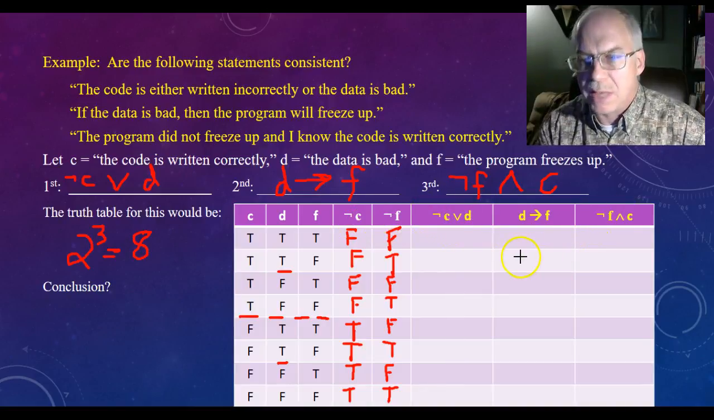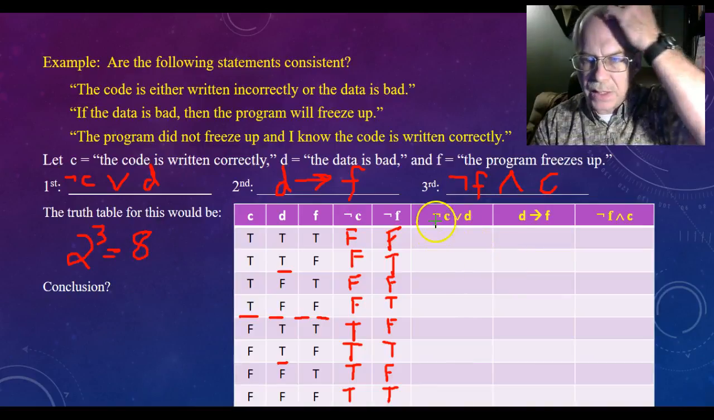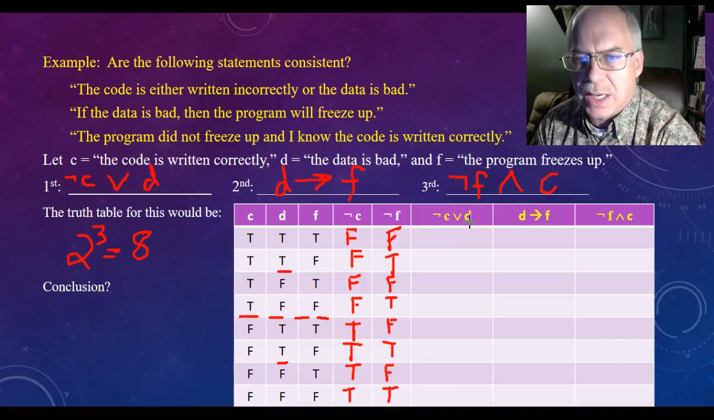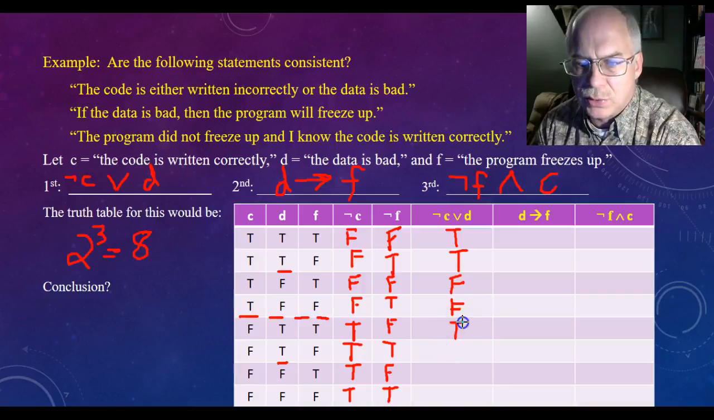All right, so then not C or D. Now if I look at the 2nd and the 4th columns, that has the D and the not C. Or is true whenever at least one of them is true. So that's going to be true. In the 2nd row, that's going to be true. In the 3rd row, that's going to be false. In the 4th one, that's going to be false because both, here and here, they're false. In the 5th row, that's going to be true because at least one is true. And the next one is going to be true. And the next one's going to be true. And lastly, the next one is going to be true.